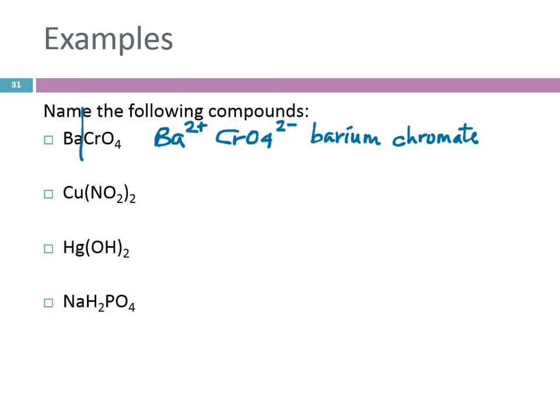CuNO2, twice. The first element is a metal. That's going to be the first ion. So we've got Cu. And we've got NO2. The parentheses and the number outside are just telling me how many of them. That's not part of the ion's formula, right? The ion formula is just the NO2. And we need to put charges on this.